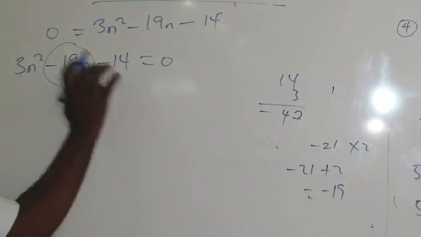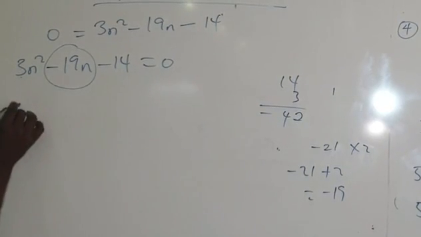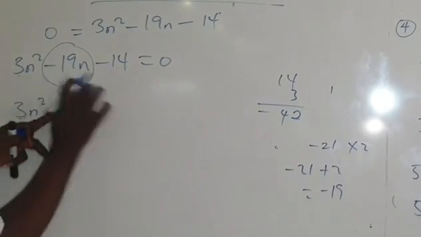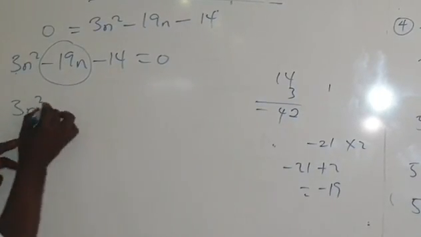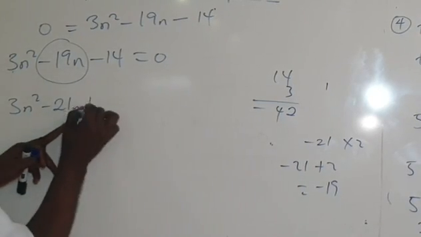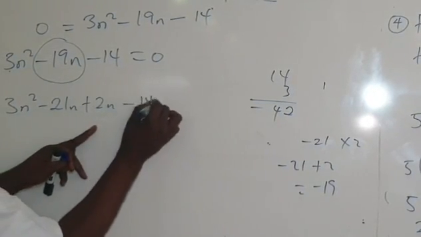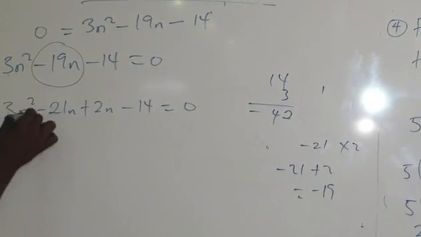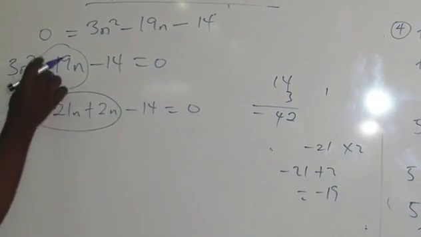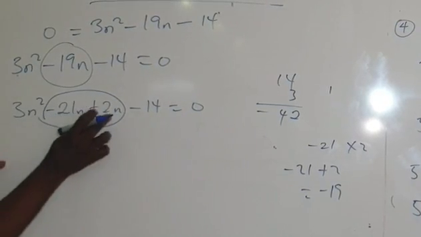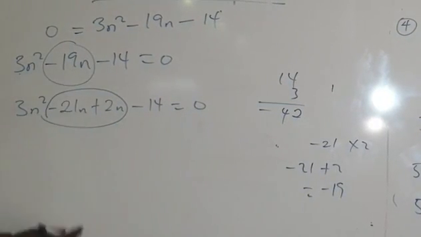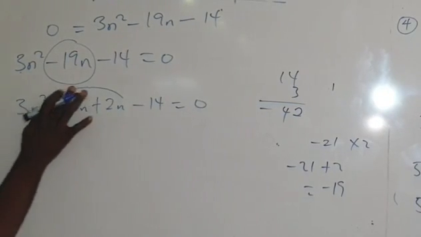So what we're going to do is this. So we're going to have 3n squared. Then we turn this on as we have done here. This will then be minus 21n plus 2n minus 14 equal to 0. You can see they are now 4. If you look at what we have at the middle here, it's still the same thing with this one. Minus 21n plus 2n is what? Minus 19n. So what we are going to do, we are now going to factorize this.